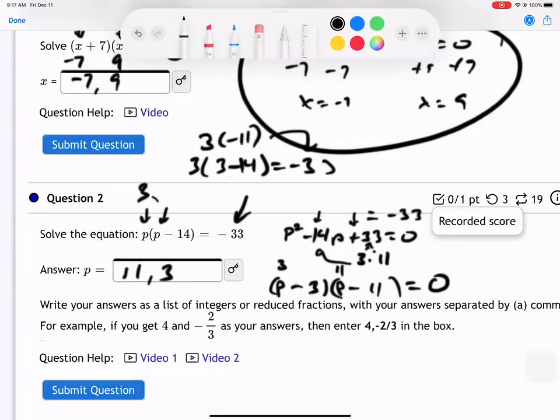And if I plugged in 11, 11 minus 14 is negative 3, times 11, that's negative 33. Wow, amazing. Amazing.